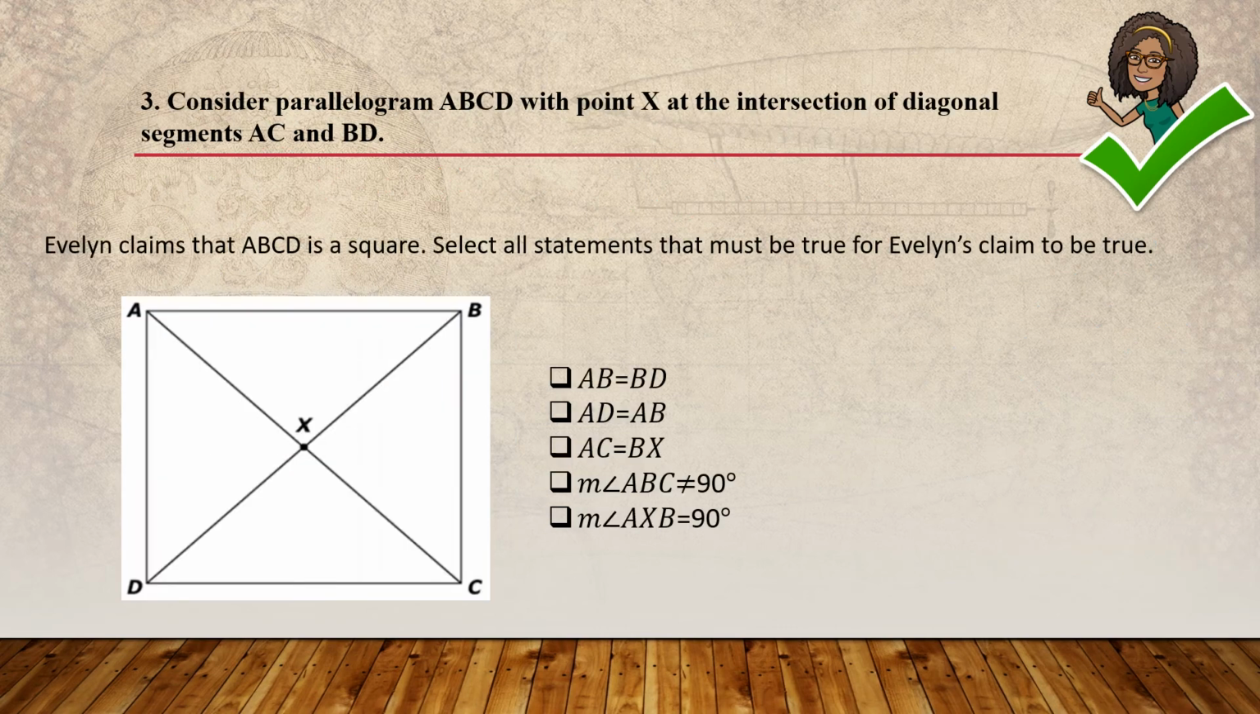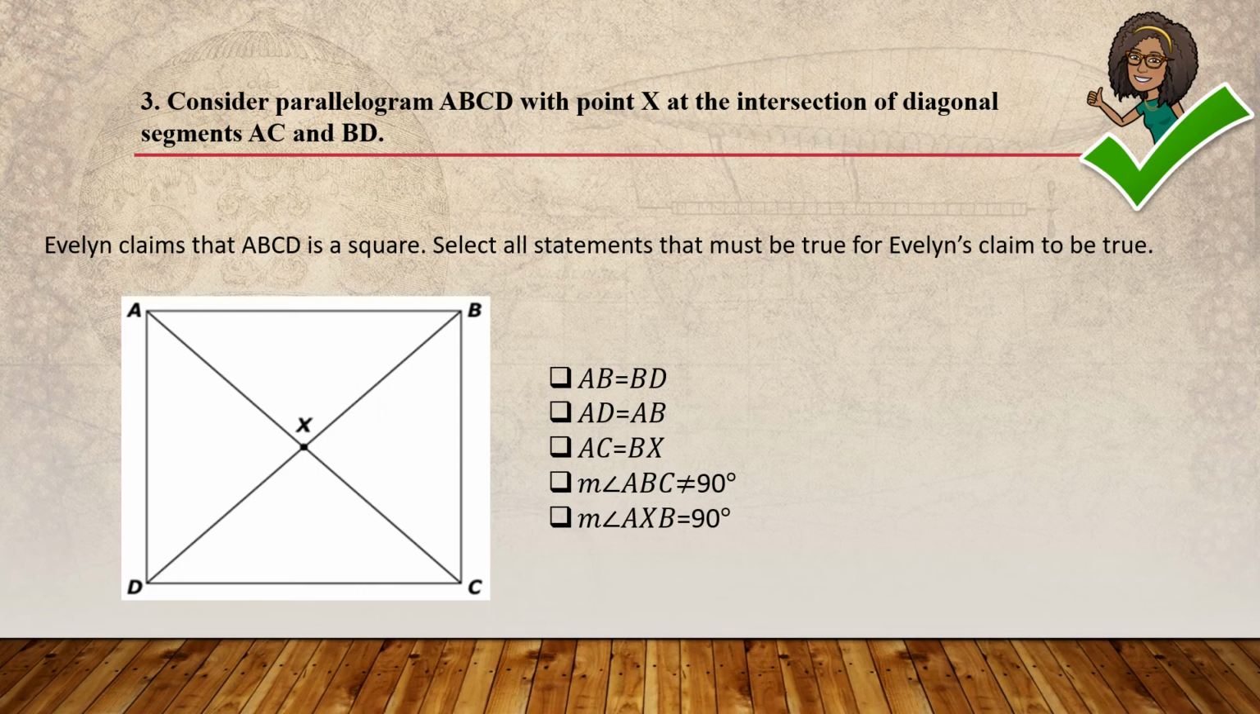All right, so let's look at this last one here. It says we are considering the parallelogram that's given to us ABCD with point X at the intersection of diagonal segments AC and BD. Evelyn claims that ABCD is a square. Select all statements that must be true for Evelyn's claim to be true.